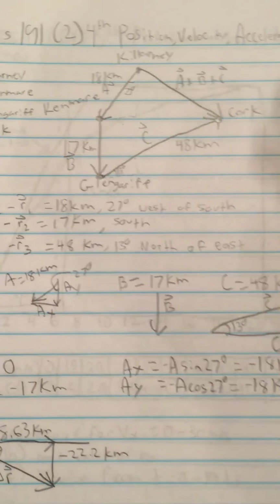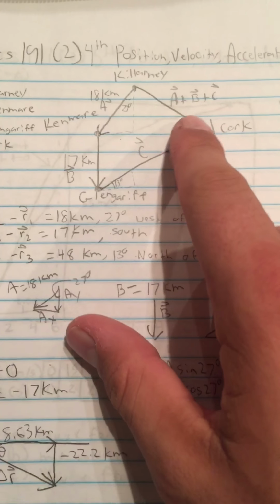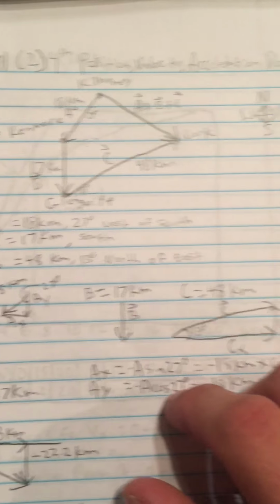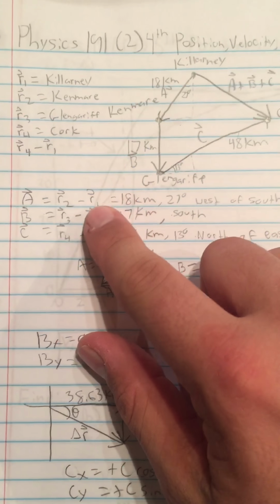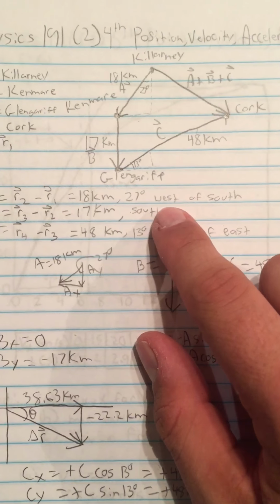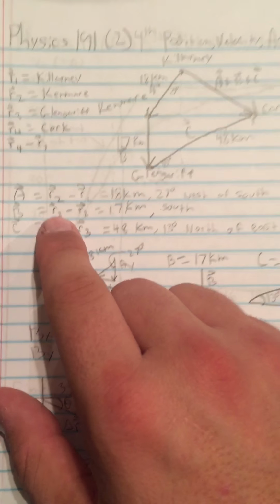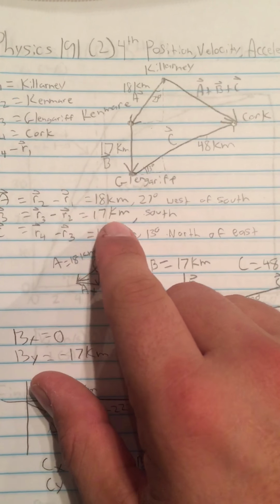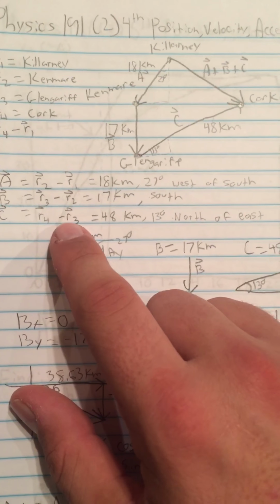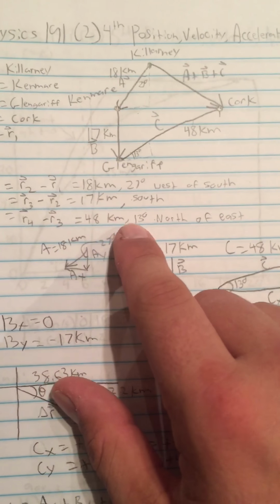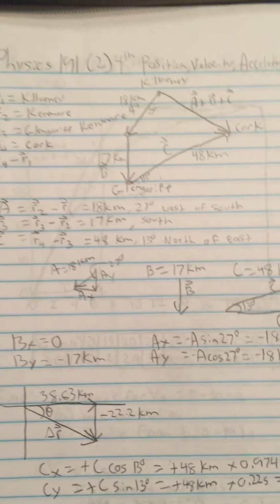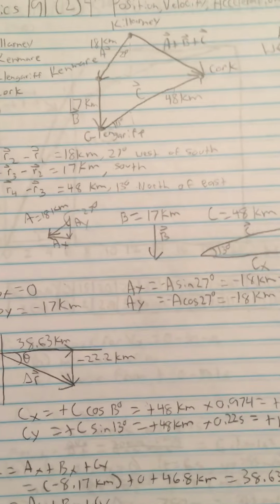And to make it easier to see, I use the A vector, B vector, and C vector for the three displacements. So the A vector is R2 minus R1, which is equal to 18 kilometers, 27 degrees west of south. The B vector is R3 minus R2, which equals 17 kilometers south. And the C vector is R4 minus R3, which is equal to 48 kilometers, 13 degrees north of east. Now the sum of these three displacements is the total displacement.